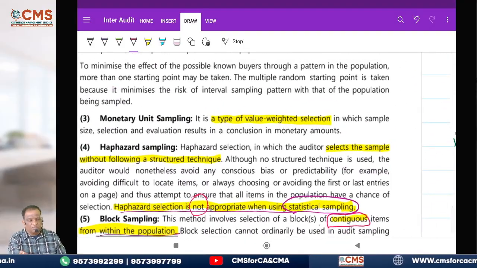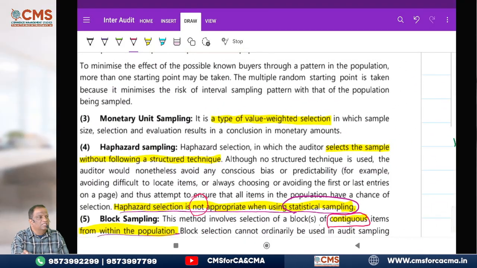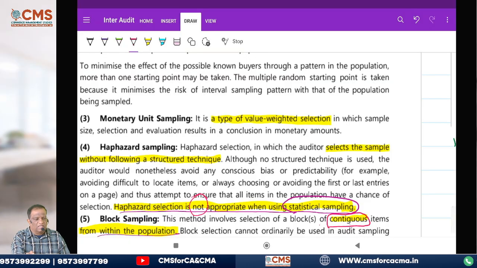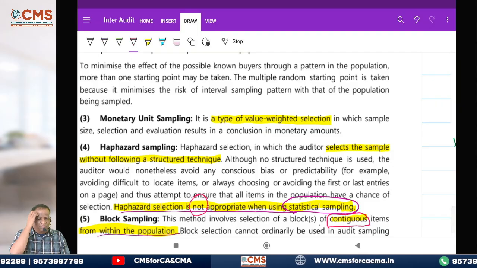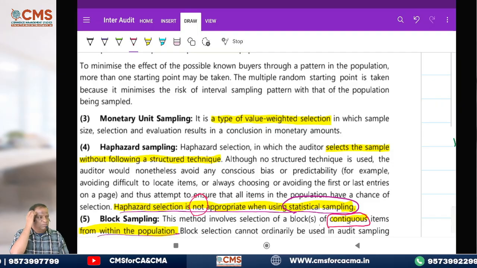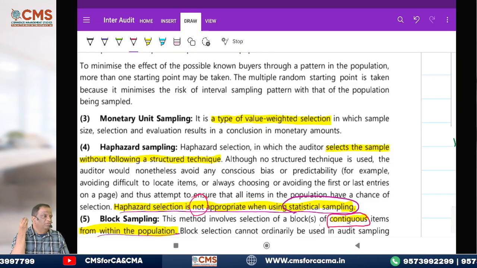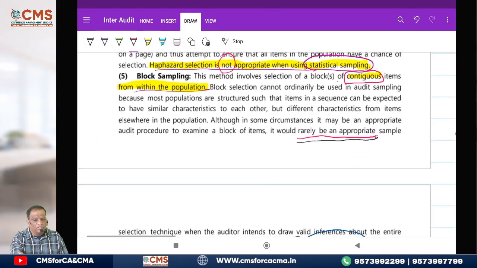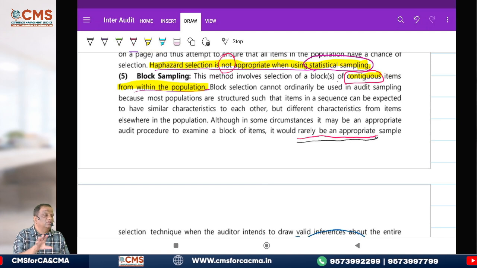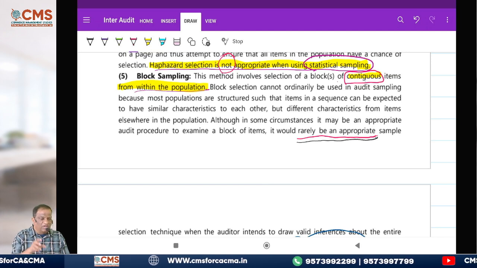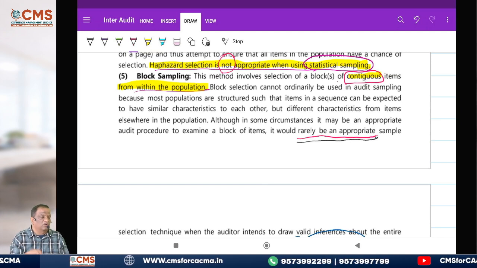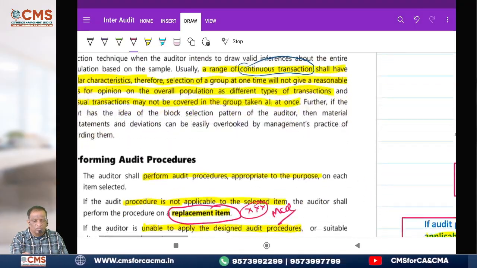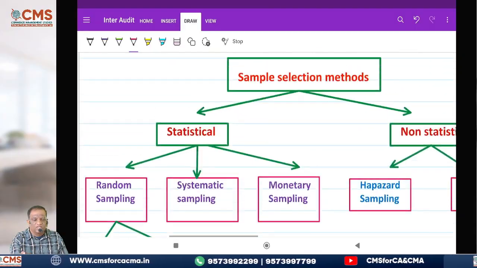And then haphazard sampling. Haphazard sampling is where I am selecting the samples without any technique. It is just like what my mind says, like in celebrity shows and game shows. How will they pick the winner from the lottery tickets? Likewise, that is haphazard sampling. And in block sampling, I am going to select continuous items. Instead of one random item, I put a block of 5 or 10 and select that entire block. So these are the various methods that I am having.